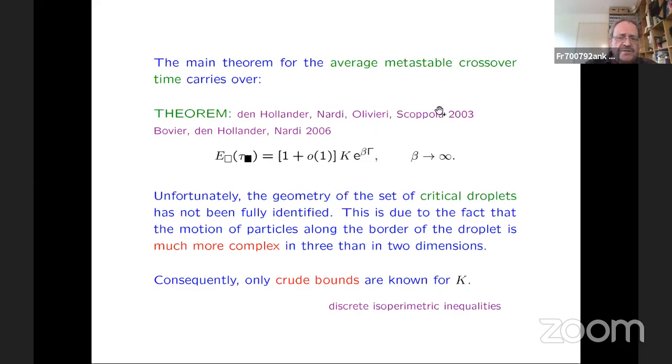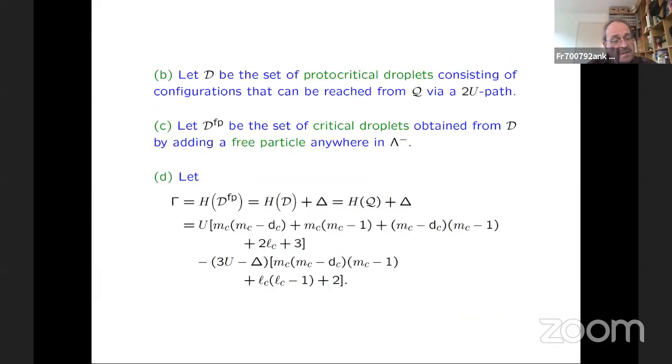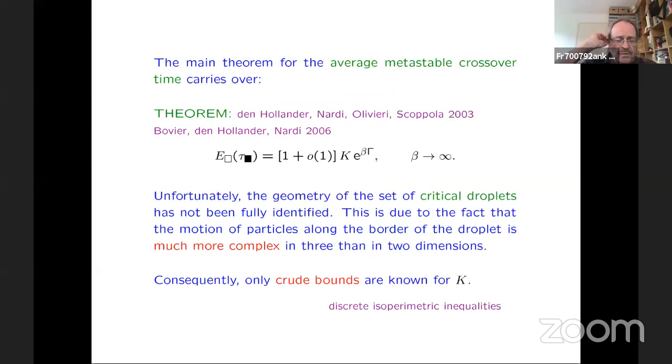Again, we will have a result of a very similar nature as we have in one dimension. The average nucleation time to go from empty to full, to go from a gas to a liquid, is, apart from a negligible prefactor, again of the shape a constant times e to the minus beta gamma. This is the barrier that you have to overcome. We wrote down a formula for this here. It's more complicated in three dimensions than in two dimensions, but it's all explicit and computable. And there is a prefactor that again is the solution of a variational formula. And this comes out of, again, applying capacity estimates and the Dirichlet principle and the Thomson principle.